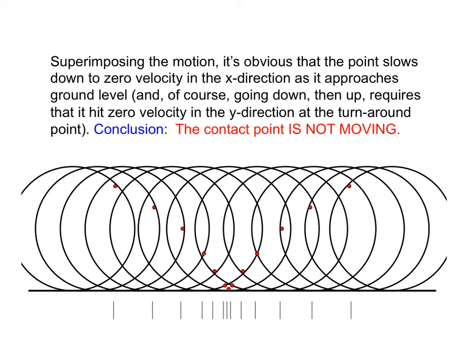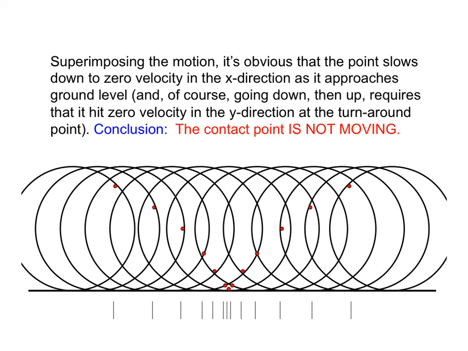And this has to be the case. The tires are not skidding across the asphalt. The tires are gripping the asphalt. And the only way they can do that is if they're going the same speed at that point as the asphalt. And the asphalt isn't moving, which means the tire at that contact point can't be moving either.